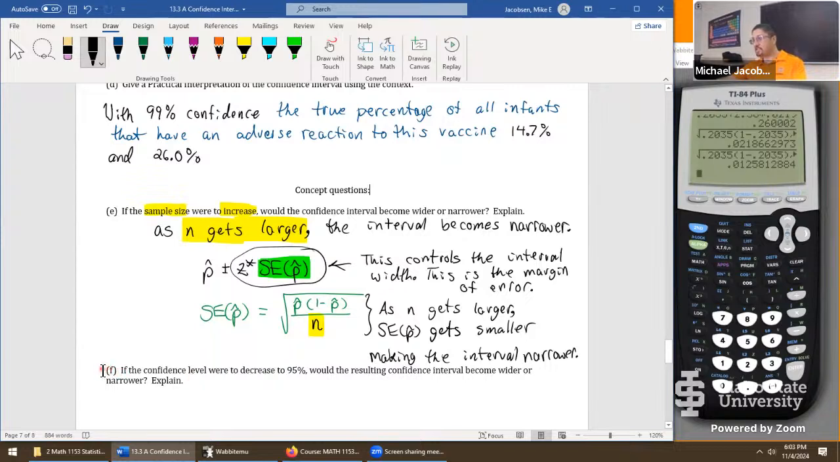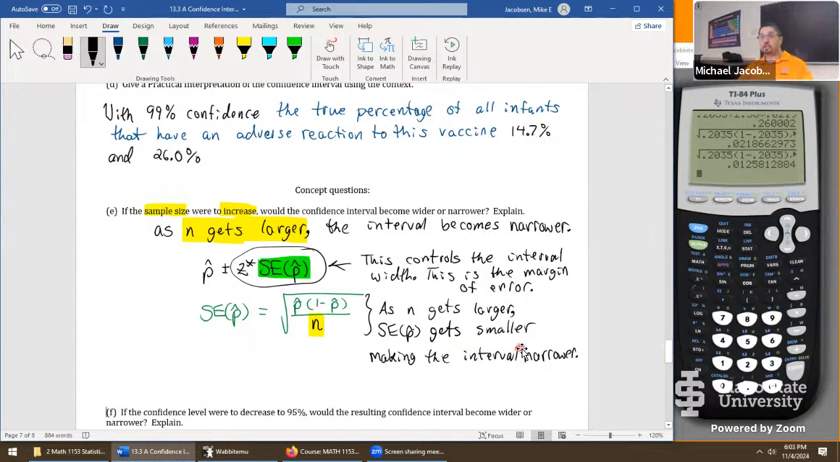Okay, in a certain sense, this is good. Narrower intervals are what we want. They make our conclusion more precise. And so the bigger the sample size, the less margin of error. Exactly, your margin of error gets smaller. That's a great punchline to this.